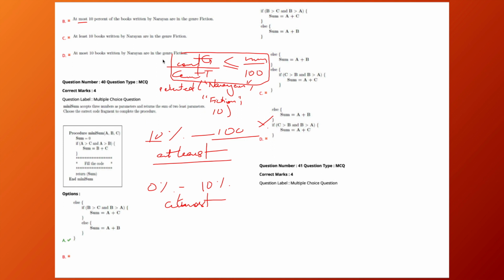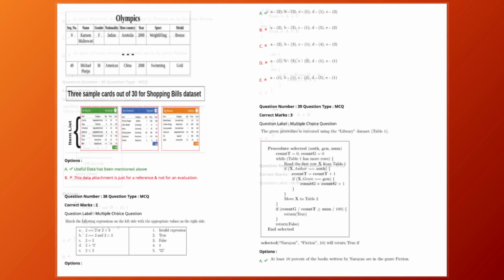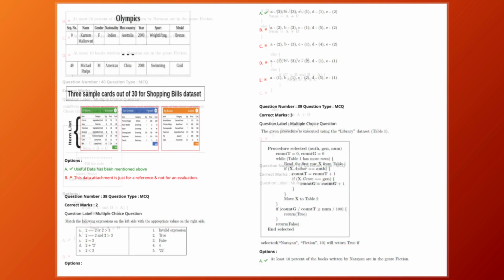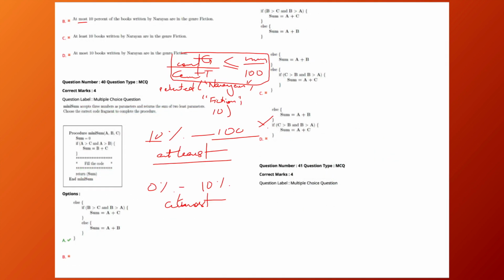And in this case, it was at least 10% because in our option, let me go to the previous slide, in our option it was count G by count T is greater than or equal to num by 100. So this greater than or equal to sign means at least. So in that case, the correct answer to question 39 was option A. So with that, let's move to the next question, which is question number 40. Let me clear the screen for you guys before we start.